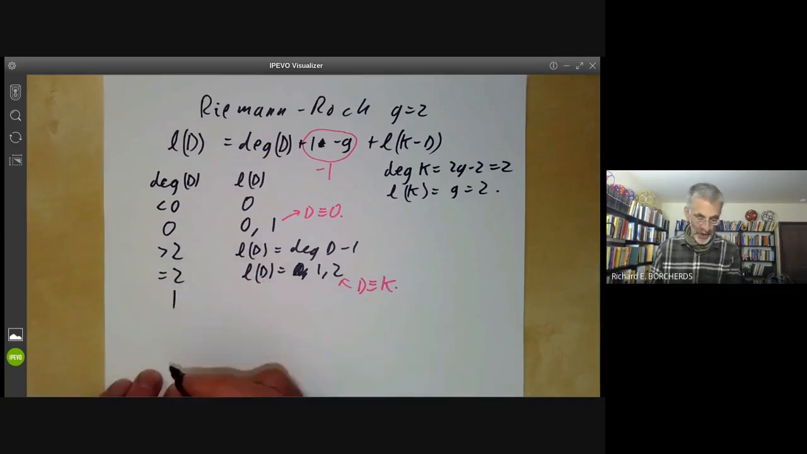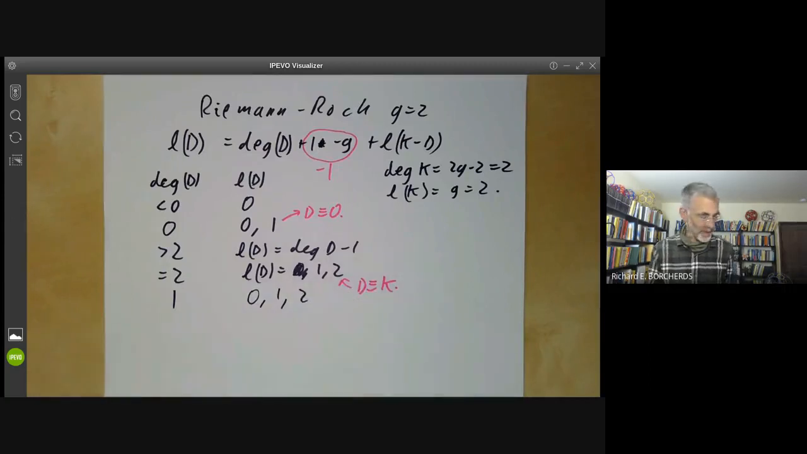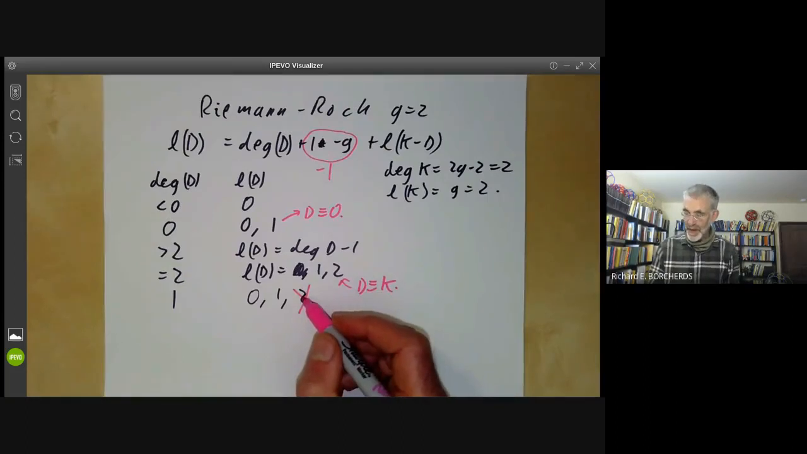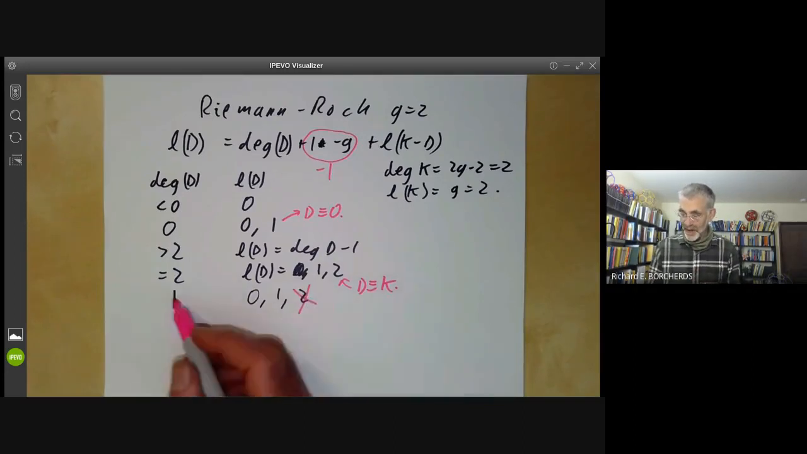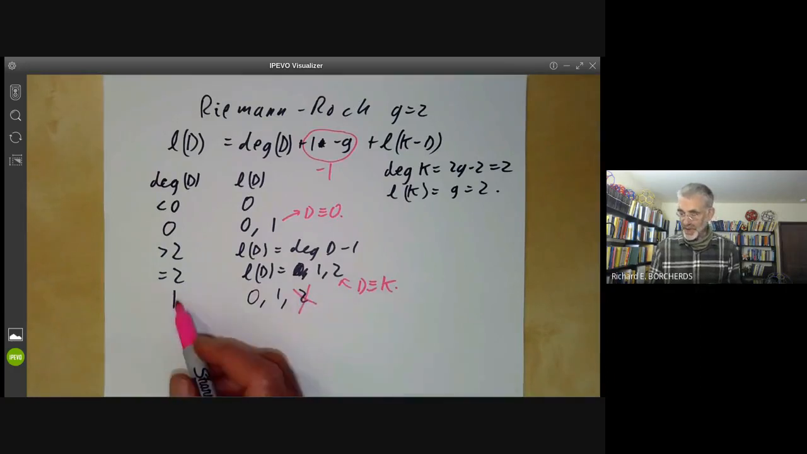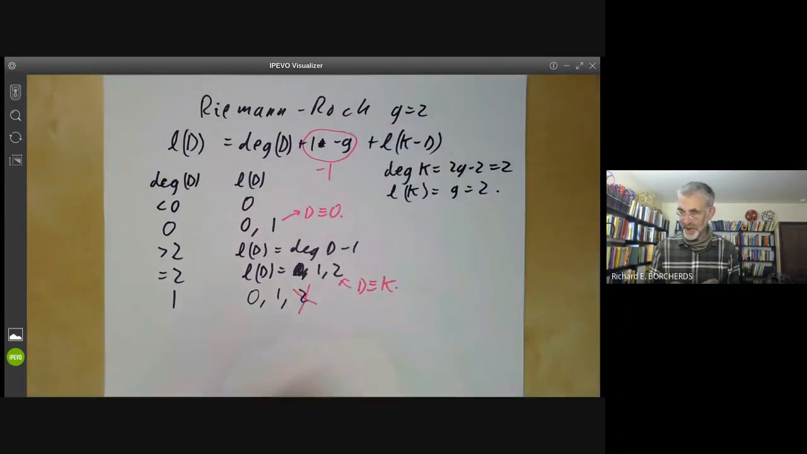This is essentially dual to the result when the degree of D is 0. If the degree of D is 1, then elementary arguments show that L of D is 0, 1, or 2, but it can't be equal to 2, because if it were 2, we would have a two-dimensional space of functions, and this would give us a rational map to the projective line, which was generically 1 to 1, which is not possible because that would mean the surface had genus 0. So the dimension has to be 0 or 1.